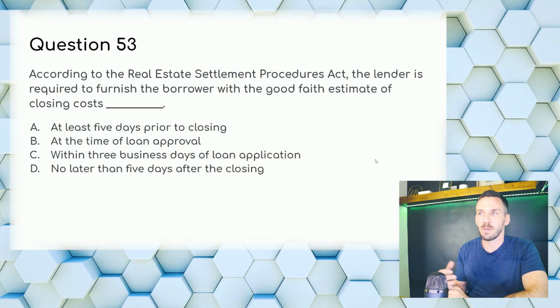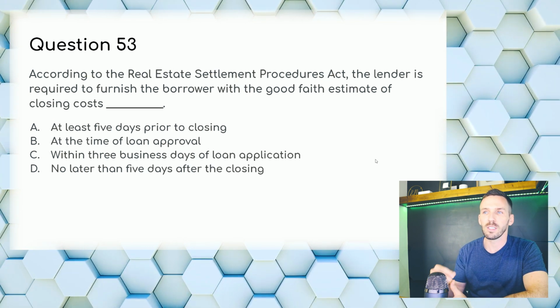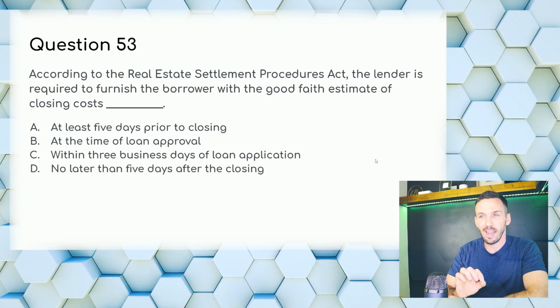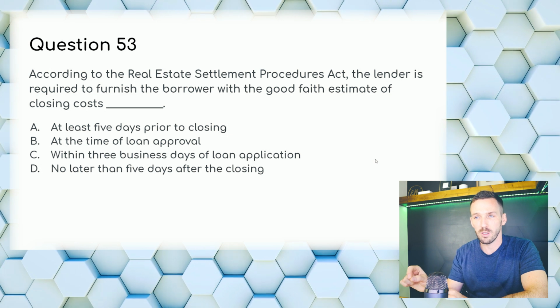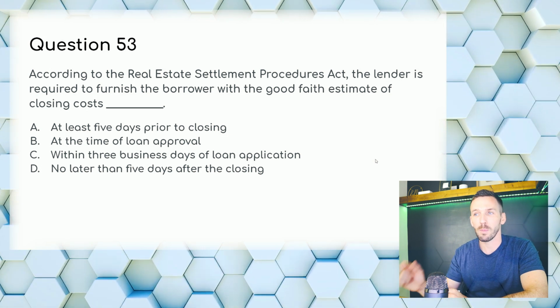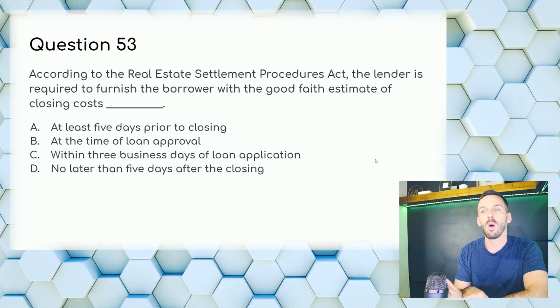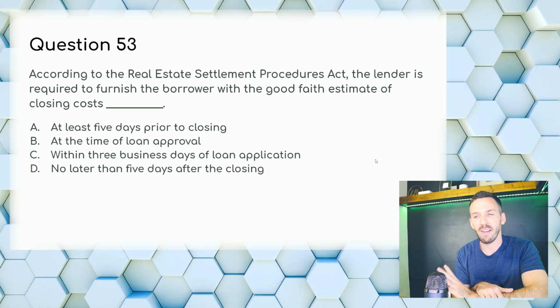According to the Real Estate Settlement Procedures Act, the lender is required to furnish the borrower with a good faith estimate of closing costs, A. At least 5 days prior to closing, B. At the time of loan approval, C. Within 3 business days of loan application, or D. No later than 5 days after the closing.